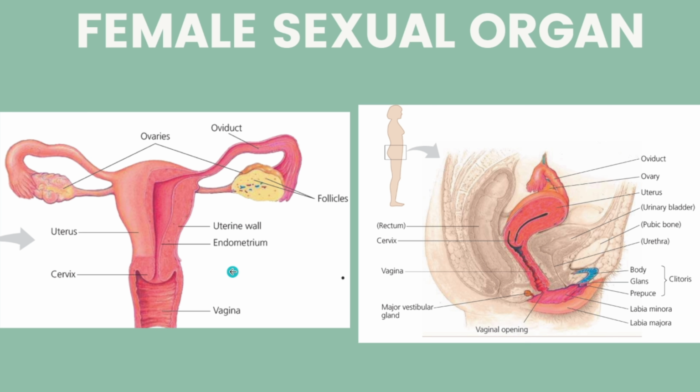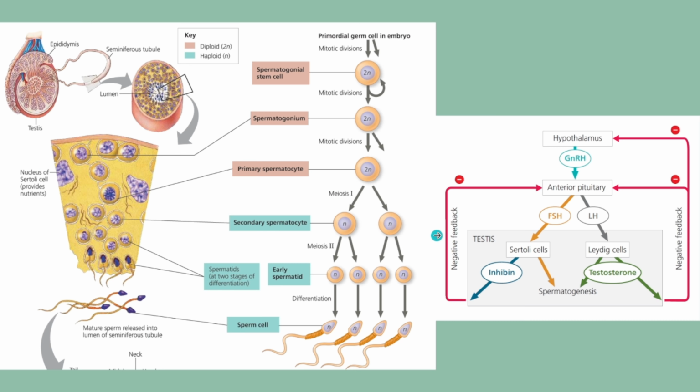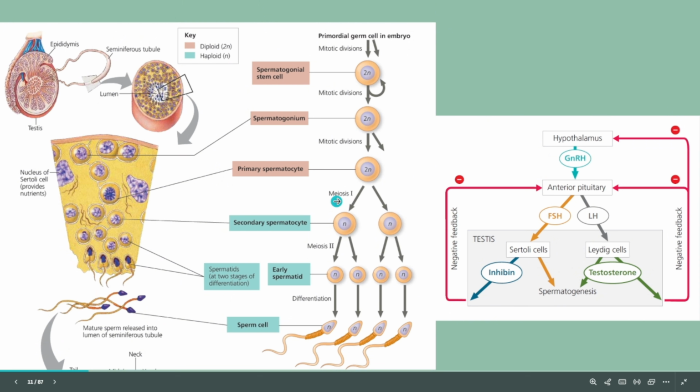So in this topic, I am focusing only on the passage of sperm from the male into the female. Okay, so that's all about this topic. Next, we go through spermatogenesis. Spermatogenesis is the process that produces sperm in the testes. This topic you already learned in SPM, so it is just a revision. This is the whole process of spermatogenesis.